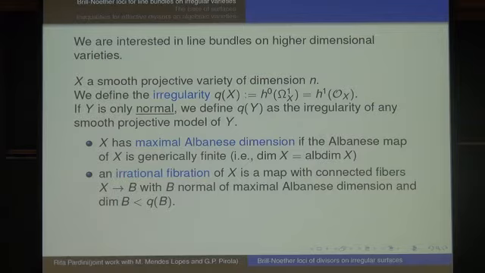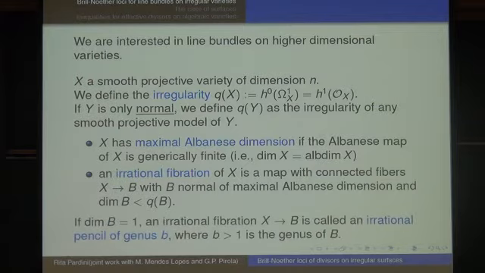And one special case of this situation is when B is a curve. Then B is smooth, normal, and we call this, in the classical terminology in surfaces, an irrational pencil of genus b. The genus is always the genus of the base. The point is that if the genus is 1, how do you call it? An irrational pencil of genus 1, but there will be no irrational pencils of genus 1 in this case.